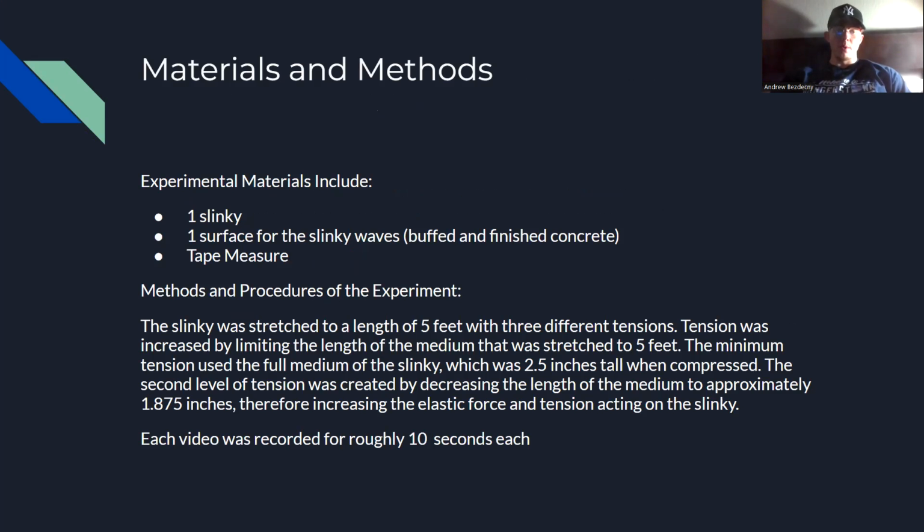The minimum tension used the full medium of the slinky, which was 2.5 inches tall when compressed. The second level of tension was created by decreasing the length of the medium to approximately 1.875 inches, therefore increasing the elastic force and tension acting on the slinky. Each video was recorded for roughly 10 seconds each.